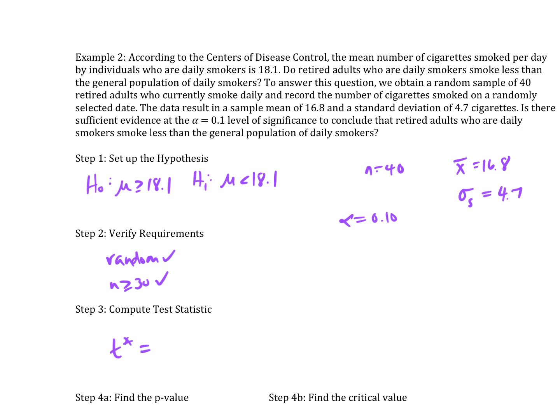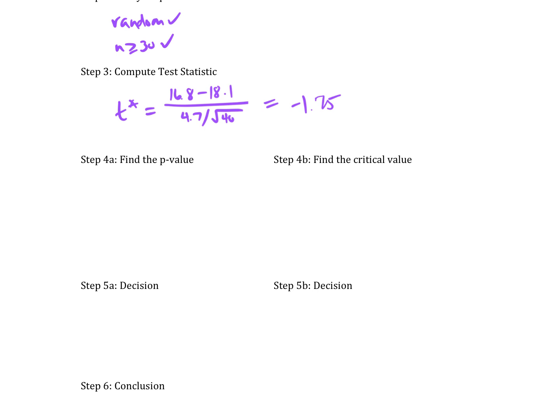T star is X bar minus mu divided by sigma divided by square root of n. So go plug that in your calculator. I got that too. Negative 1.75. So that is my test statistic. So scroll down. Again, we are not doing A, so we're going to just ignore that.